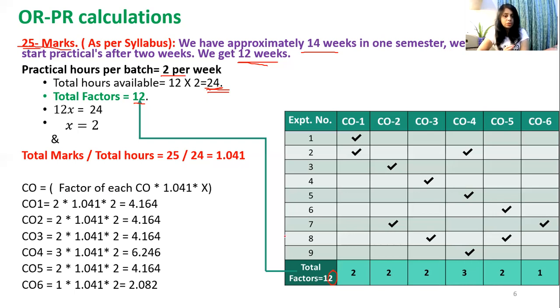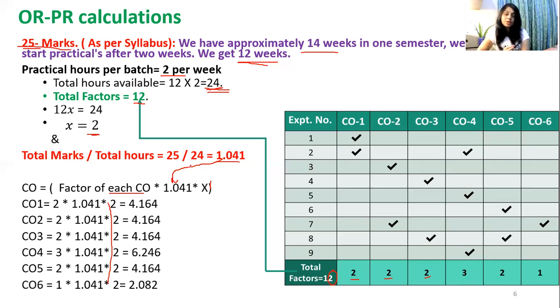Factor for each CO means whatever you get out here. This is the factor for each CO multiplied with this number into x. X means this value, whatever you get. So here we got 2. So everywhere I have written 2, this is constant. This is the same.